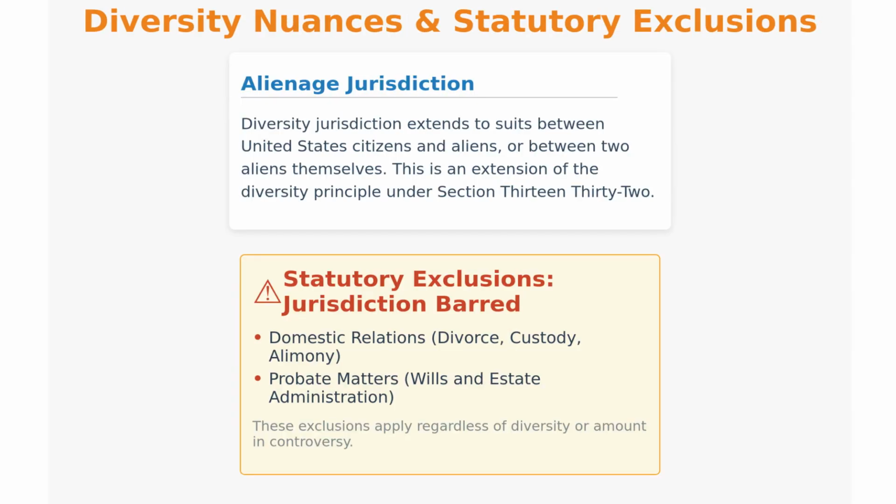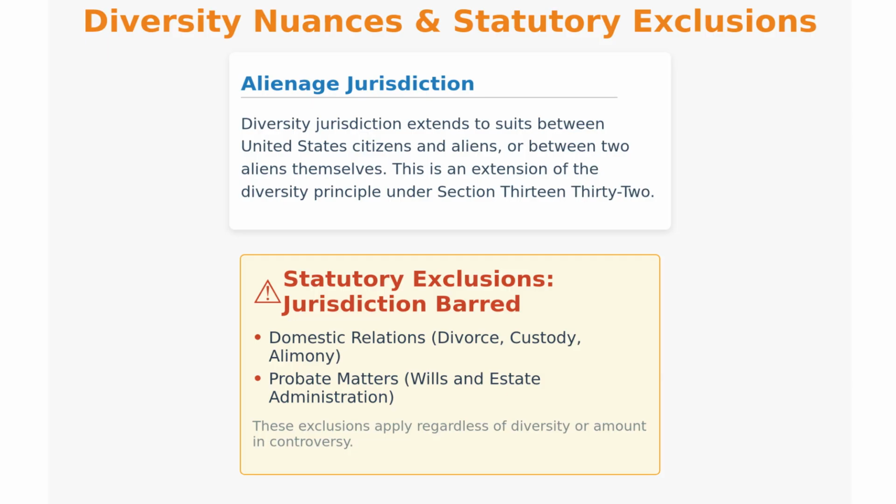Now that we have covered the two core requirements, complete diversity and the $75,000 amount in controversy, we must address specific nuances within diversity jurisdiction under Section 1332. First, consider alienage jurisdiction. This allows federal courts to hear cases where the dispute is between United States citizens and aliens, or between two aliens themselves. This is an extension of diversity jurisdiction.